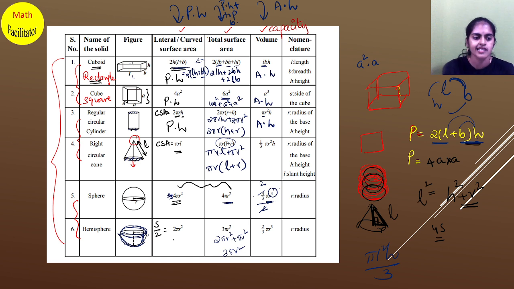So make this table once by yourself today. After this class, you make the table by yourself. Write the 6 names: cuboid, cube, cylinder, cone, sphere, and hemisphere. Cuboid, cube, learn together. Cylinder, cone, learn together. Sphere and hemisphere, you learn together. Only 6 shapes you have. If you are learning these 6 formulae, you will be able to do the questions easily. Okay, questions also I'll help you to do.